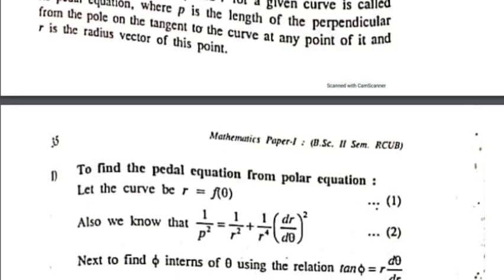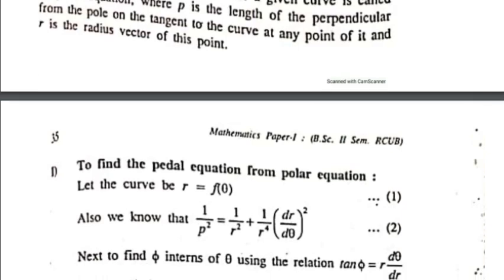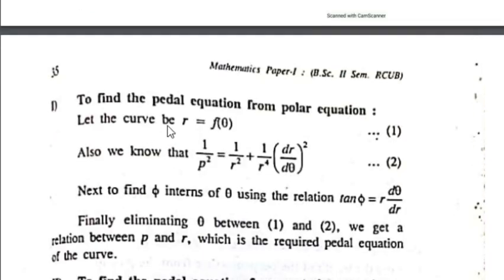Now we derive the equations of pedal equation. So how to find the pedal equation? Let the curve be R is equal to f of theta, and then we write the equation 1 by P square is equal to 1 by R square plus 1 by R raised to 4 dr by d theta whole square. Now call this equation 1 and call this equation 2. Now from equations 1 and 2, we eliminate phi and theta. Then we get a relation between P and R, which is called a pedal equation.